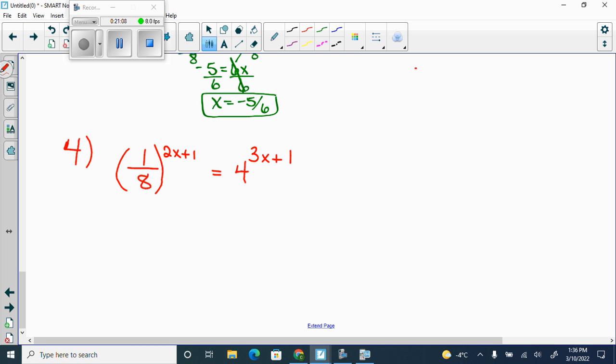Okay. What base can we make them both be? If we just had 8 and 4, what base can we make them both be? We can make them both be base 2, right? 8 is 2 to the 3, 4 is 2 to the 2, correct? Okay, that's 8. 8 is 2 to the 3. We all agree. Yeah? Now type in your calculator 2 to the negative 3.